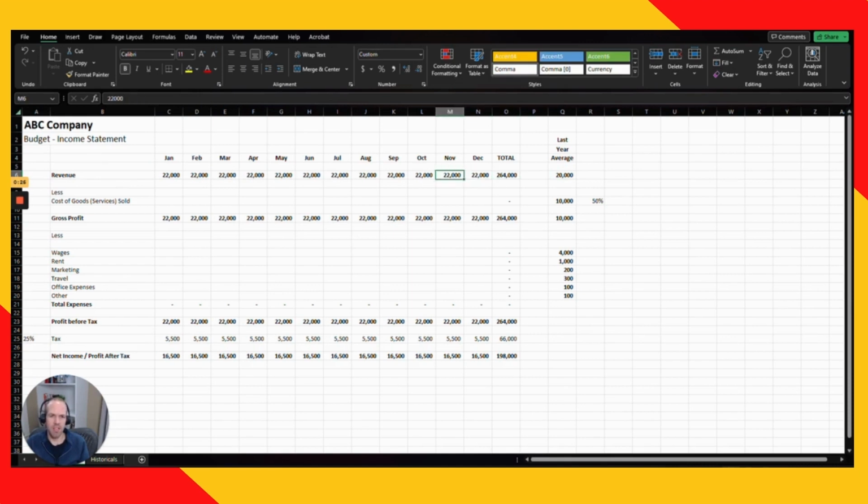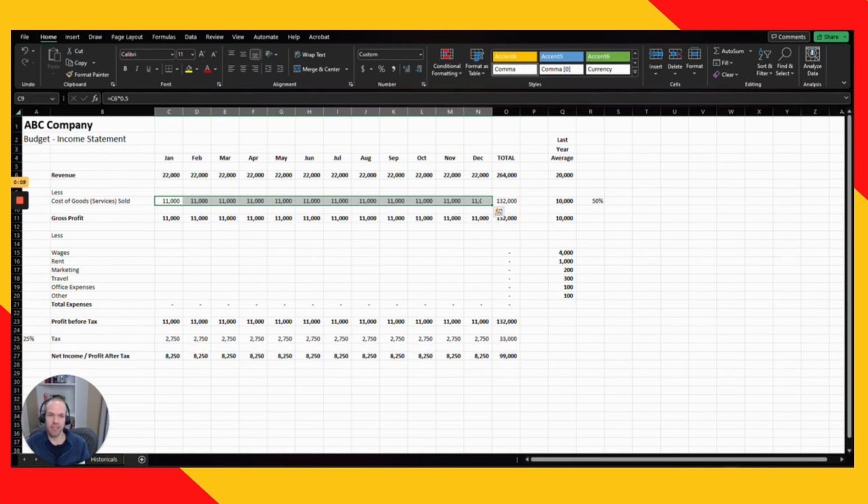Well, you know that on cost of goods sold, that 50% of your revenue is cost of goods sold. So if we just do the revenue times 0.5, that gives us our cost of goods sold for the month as well. And that gets us to our gross profit that we've talked about before.